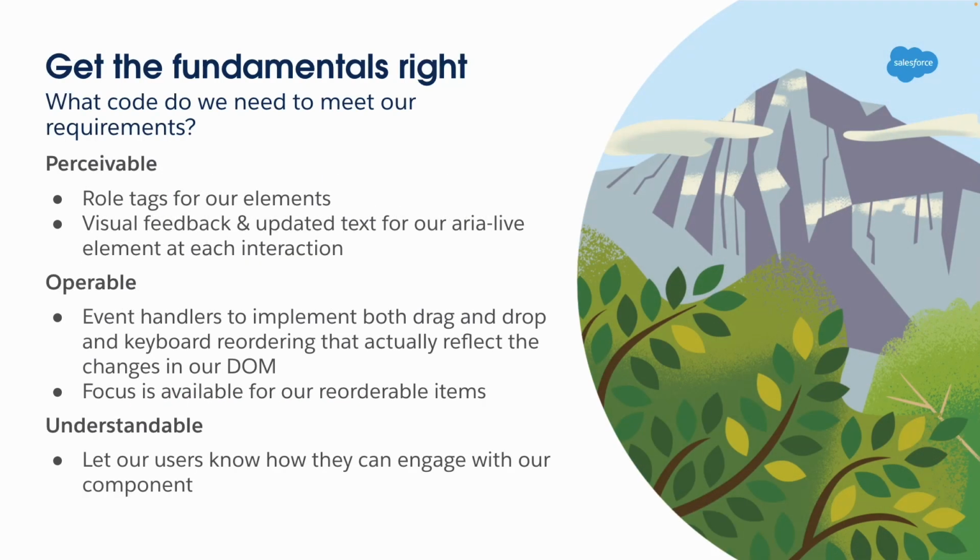Okay, so now that I know what I need to build, I need to make sure that I'm getting my fundamentals right. Let's think about it in terms of those 4 key principles. So what I build needs to be perceivable. So I'm going to need role tags for our elements. I'm going to need visual feedback, and I'm going to need updated text for my ARIA Live element at each interaction so the user knows what is happening.